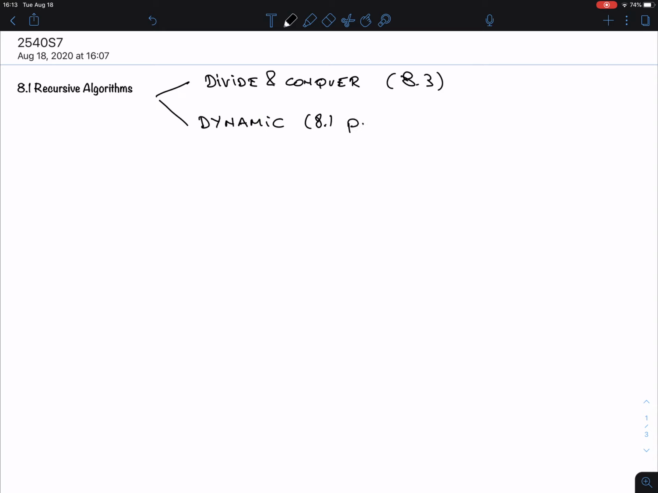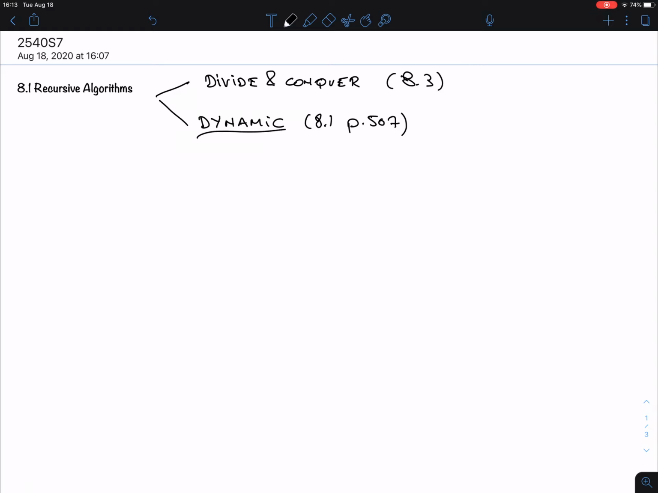That's actually, it starts on page 507 if you want to start reading. The readings are posted also on the webpage. I will say a little bit about divide and conquer perhaps at the end, but let's go to the dynamic one. So I'm going to talk about this.